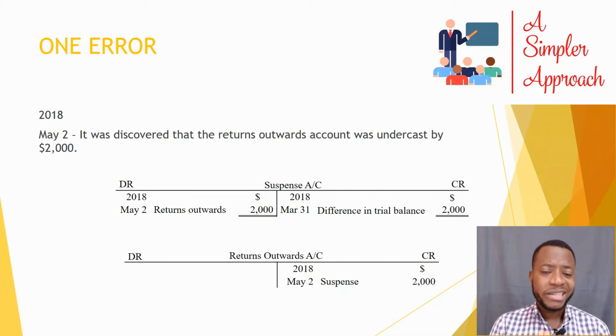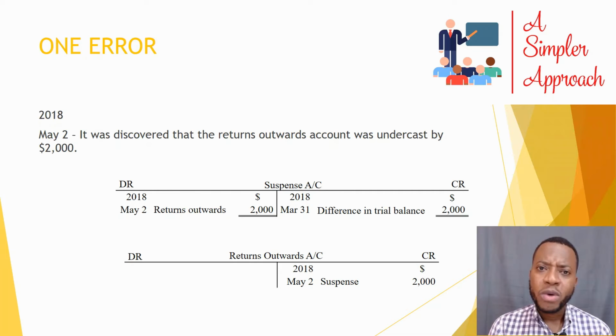The returns outwards account is short by $2,000. How do we put $2,000 in there? We simply credit it. Now, why would you think something like that? That's a very good question. Let me answer it for you.